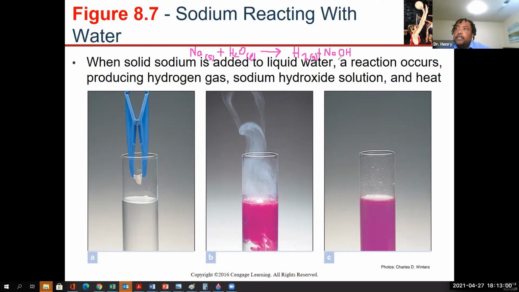And the sodium hydroxide, it says sodium hydroxide solution. Anytime you see the word solution, that basically means that it has water in it. So it's going to be aqueous, AQ. In most cases, it'll be water, unless they tell you otherwise. Okay? And then that heat is going to be a certain amount of energy. We'll talk about that later on. Okay? So is it balanced?